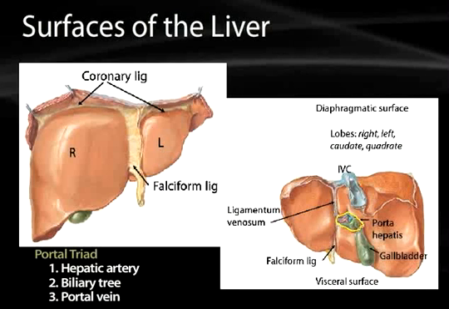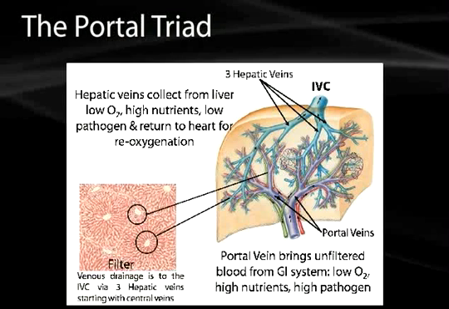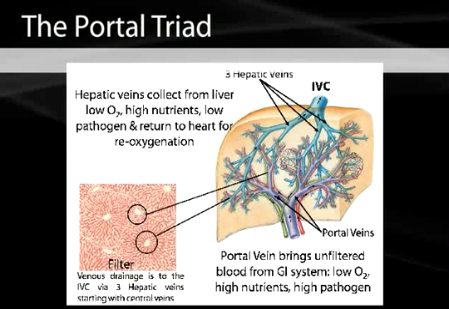The IVC is posterior towards the caudate lobe, and the gallbladder sticks out anteriorly towards the quadrate lobe. The porta hepatis is the largest of the trifecta or portal triad, which consists of a hepatic artery, biliary tree, and portal vein. Portal means to have 2 venous or arterial systems without an interposed capillary bed. And this is exactly what happens with the liver.